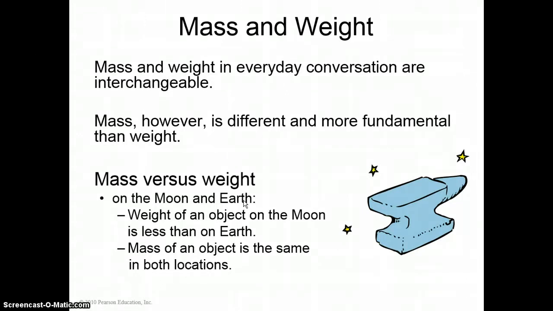So, as I was saying, if you take an object on the Earth and bring it to the moon, it's going to weigh less on the moon. There's less gravity on the moon, but the mass of the object stays the same in both locations. Take this anvil here. When you take the anvil to the moon, you're not losing any matter. The amount of matter in the anvil remains the same. It has just as much matter on the moon as it does on the Earth.